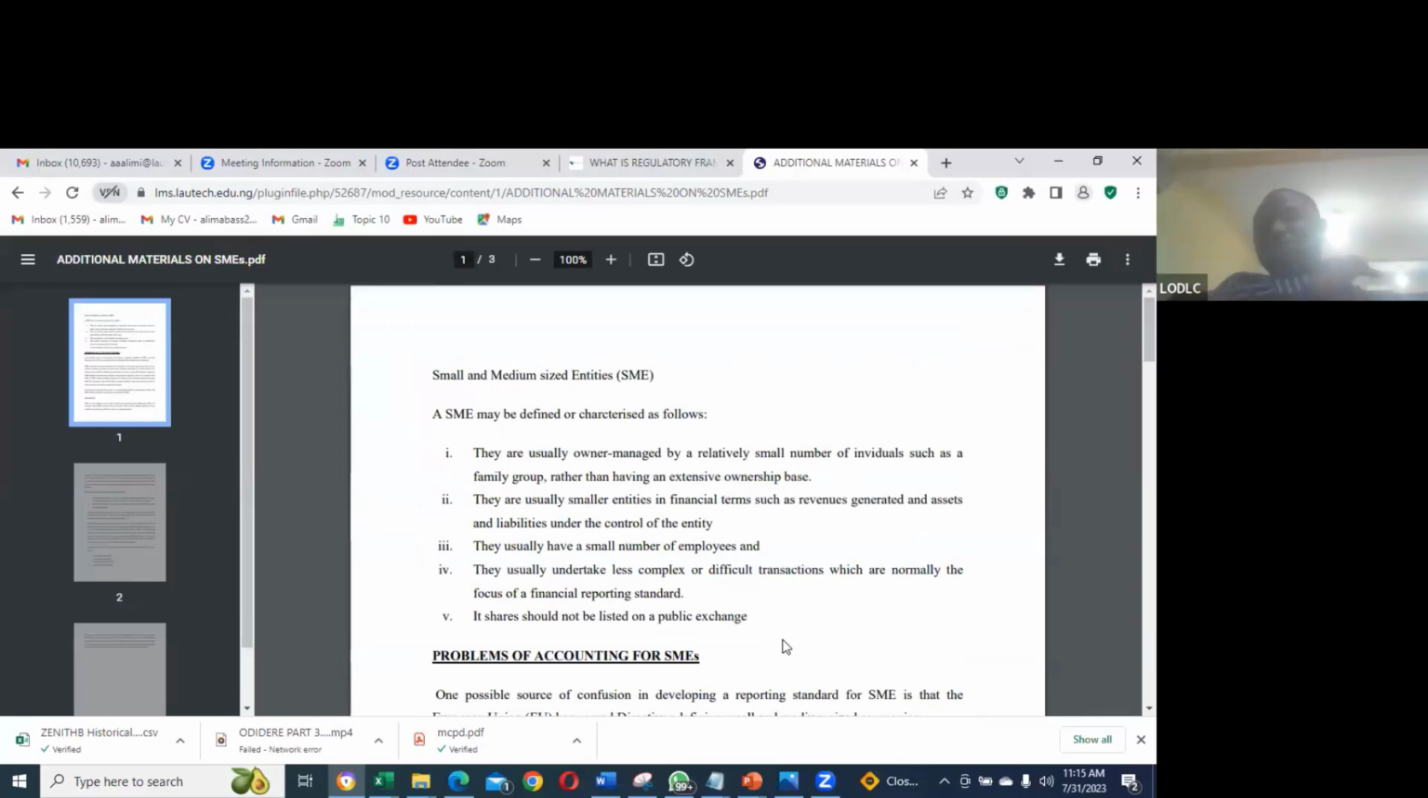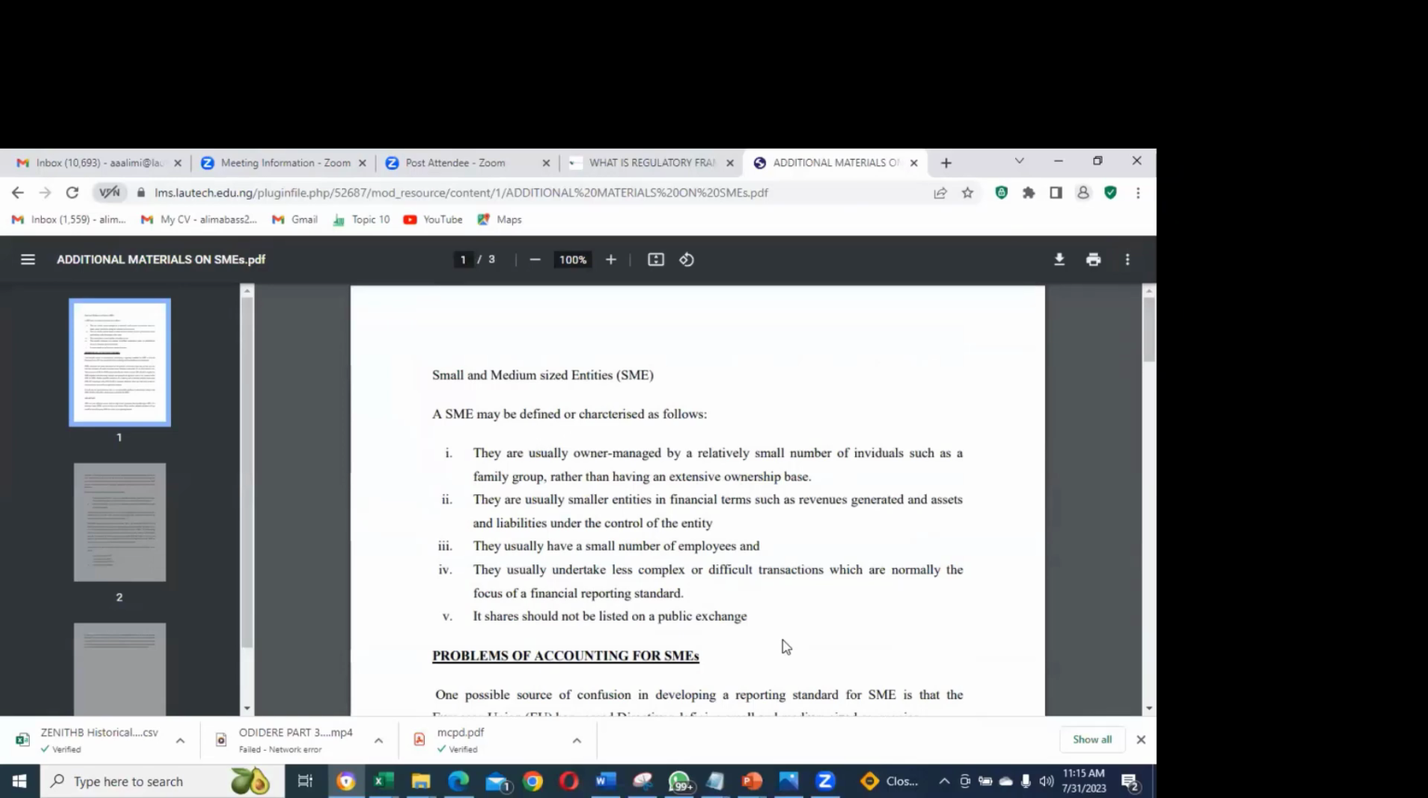So this material is prepared in line with the International Financial Reporting Standard. So IFRS as follows.